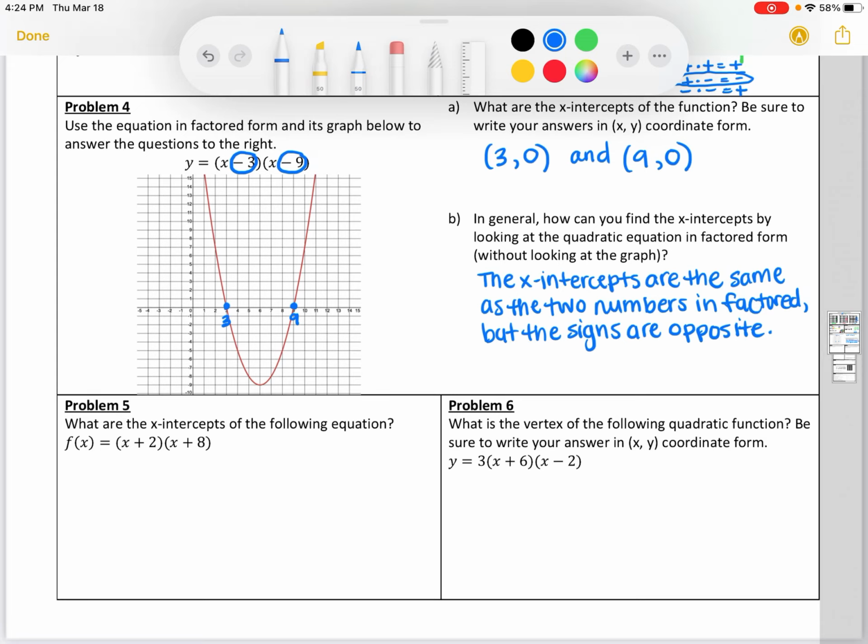So we're going to use that to answer the next question, which says, what are the x-intercepts of the following equation? This time they didn't give us the graph. We have to be able to do it from the equation. So if I look at my equation, I have +2 and +8 in my factors. So that tells me I have 2 positives in my factors.